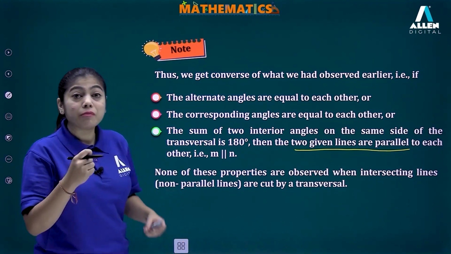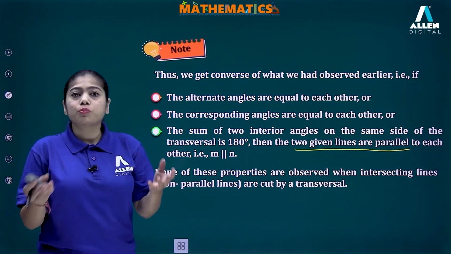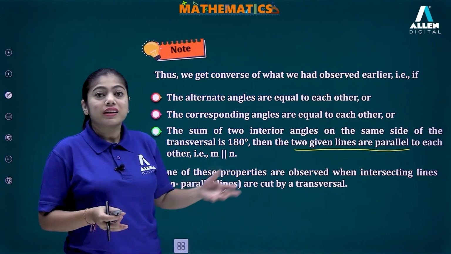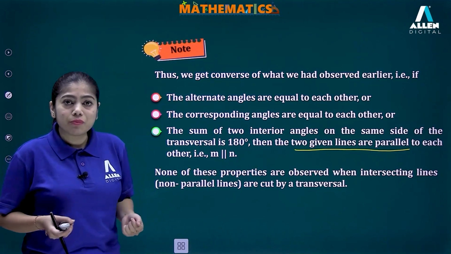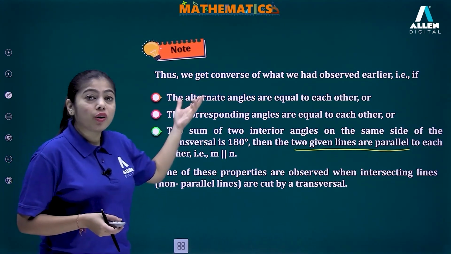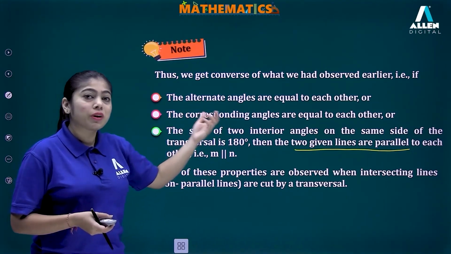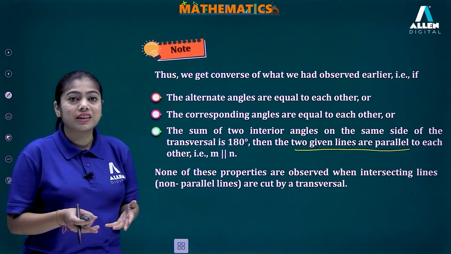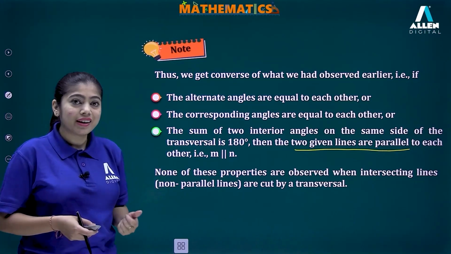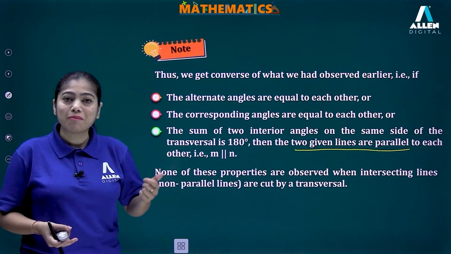So, this is the very important condition we have to prove in any question, that the lines are parallel. How can we prove the lines are parallel? By showing alternate angles equal, or corresponding angles equal, or consecutive interior angles supplementary, right? We are definitely going to get that the lines are parallel.